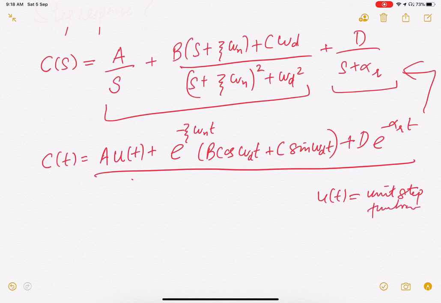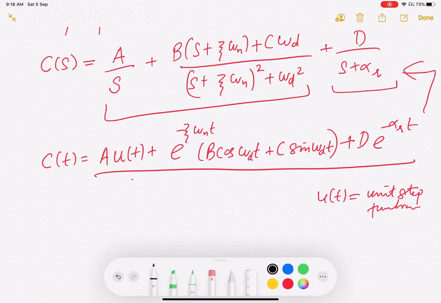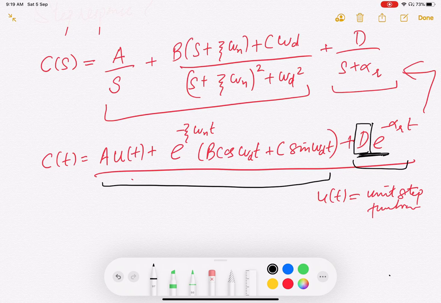Now, if you look at this response, it is actually the underdamped second order response plus an exponential term, an exponentially decaying term. So depending upon how quickly this term is decaying and how big the value of this number D here is, either this term would affect your second order response, or it will have no effect on the second order response at all.